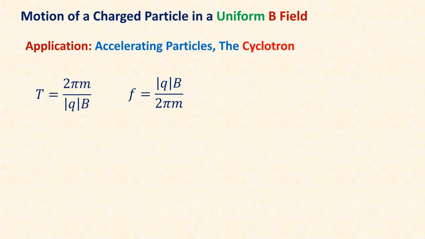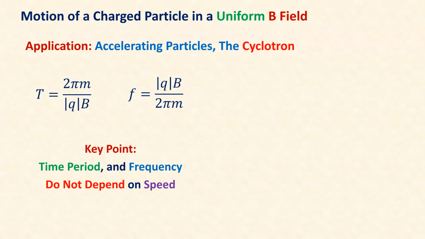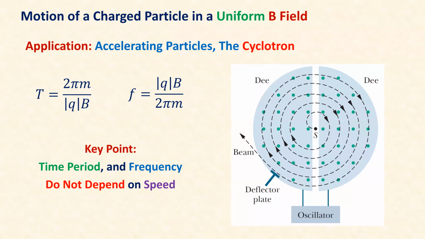Frequency doesn't depend on this speed, how fast they're going. So this may be very simple or interesting stuff, but some people are smart enough to use that to create an accelerator. So time, period, and frequency do not depend on speed. So people use that to create this cyclotron that accelerates particles.